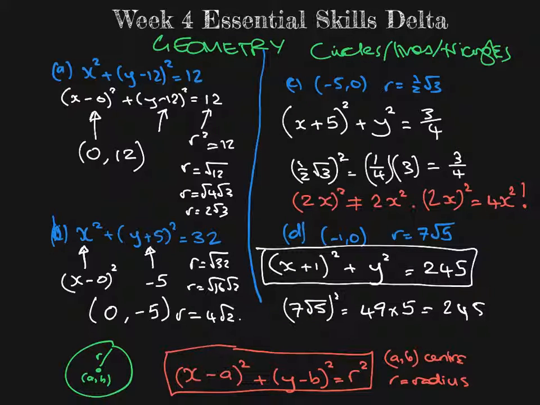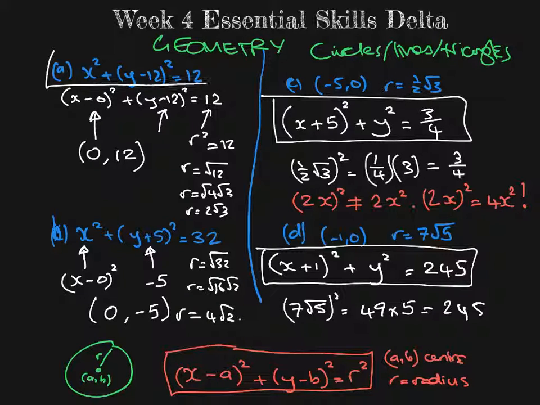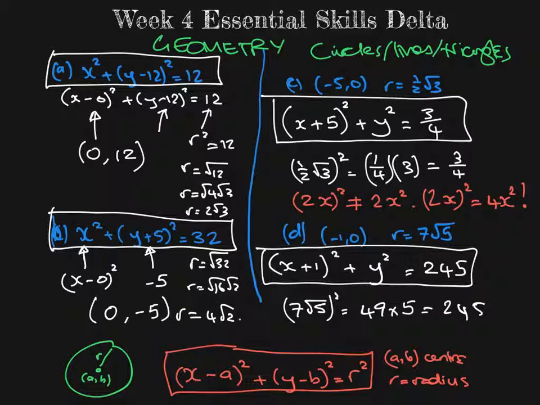We found the equation of the circle with centre (−1, 0), radius 7 root 5, and the equation of the circle with centre (−5, 0), radius a half root 3. We've identified the centre and radius of the circle with equation x squared plus (y − 12) squared is 12, and of the circle with equation x squared plus (y + 5) squared is 32. Always keep in your mind a little picture with geometry questions of what it is you're doing and what it is you found.